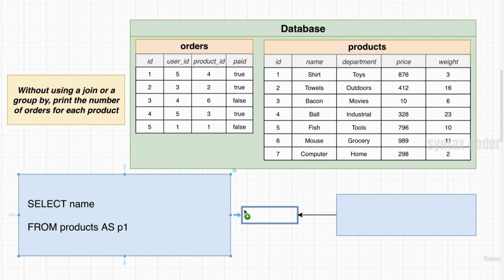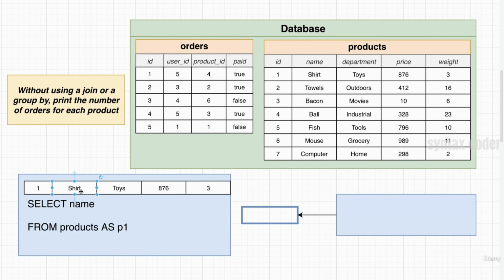Now with just what we have right here, we can imagine once again that we're going to take all the different rows out of products. And then each individual row, we can imagine, is going to be fed into that select clause. So we're going to process each row using the select clause. In this case, we have just a select for name. So we can imagine that we're going to take just shirt right there and use it inside the select.